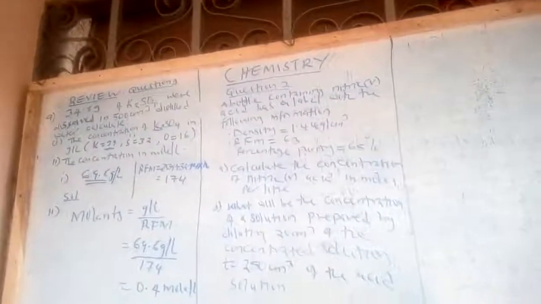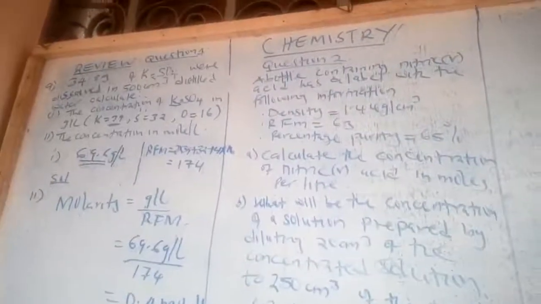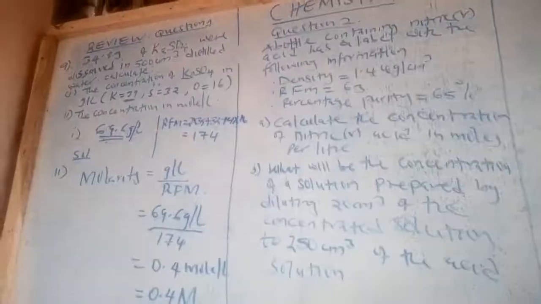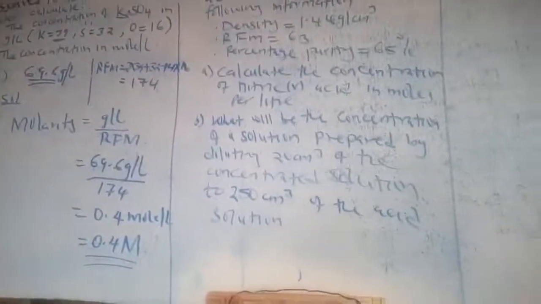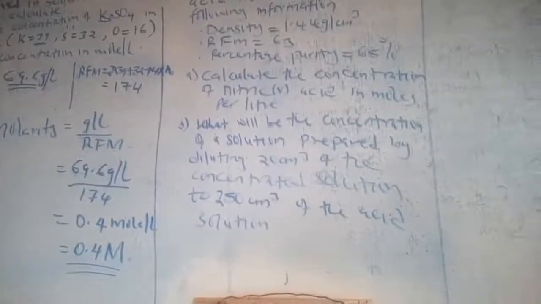As far as the second question is concerned, you can see question 2 very well. It is well highlighted. First, we are going to calculate the first part of the question, which you are supposed to read as: calculate the concentration of nitric acid in moles per liter.